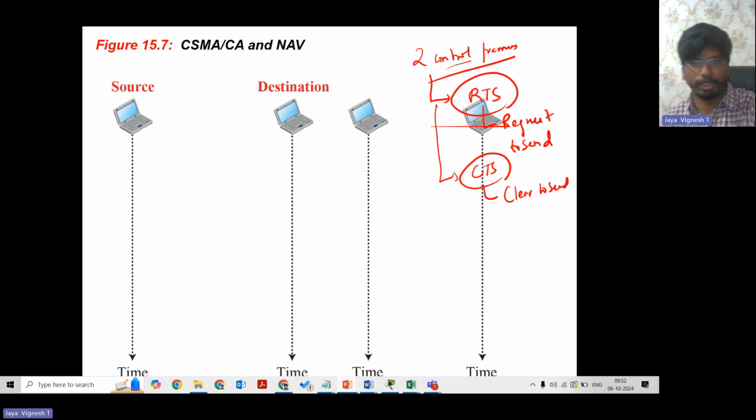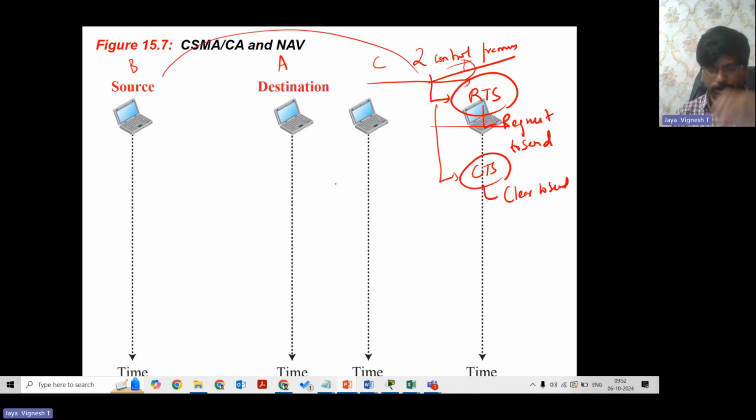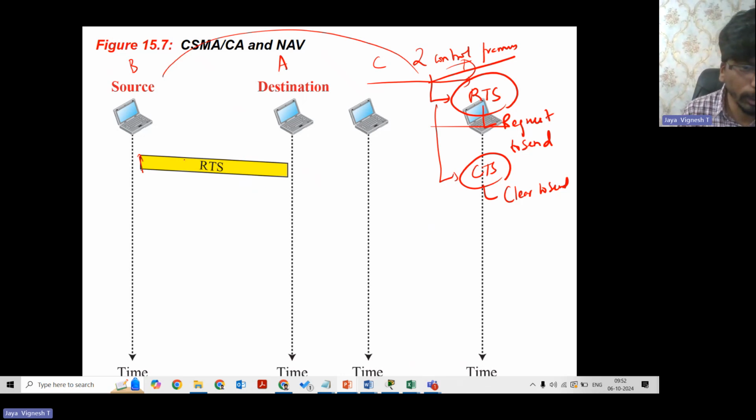So let's understand this more technically now. I want you to understand that the source is B, the destination is A, and these stations are hidden to B, say that is your C or D or whatever it is. So the first thing that we try to do here is send a very short control frame called RTS, request to send. So what is this RTS frame going to contain? It's going to contain the source MAC address, right?